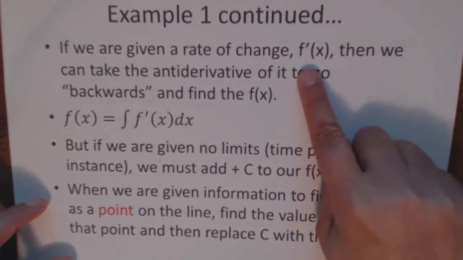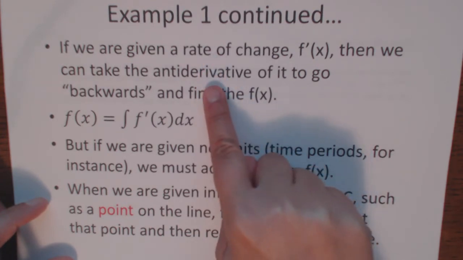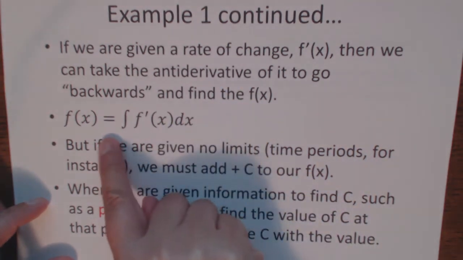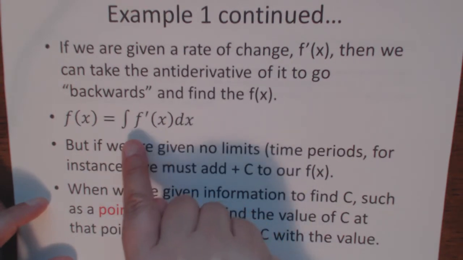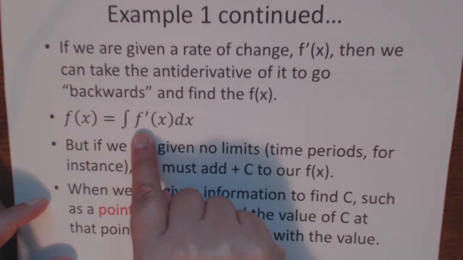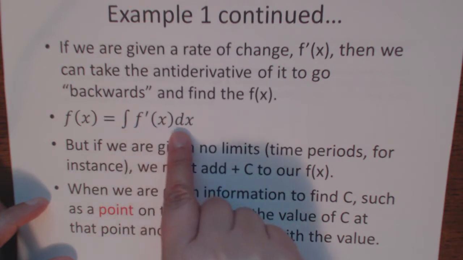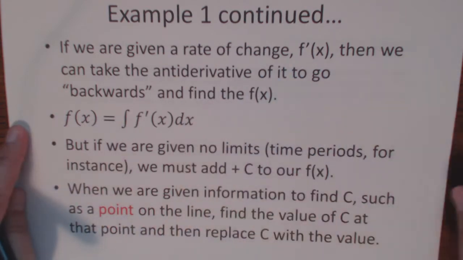So this f prime of x, remember, is a rate of change. And so if you want to go backwards, then you can find the antiderivative to find f of x. So it's important that you understand this notation, and I would continue to write it out if I were you. The integral of the derivative of f is equal to f. F of x equals the integral of f prime of x dx. This integral sign and this dx go together. You can't write one without writing the other. So I would pay attention to notation because it's important for u substitution.